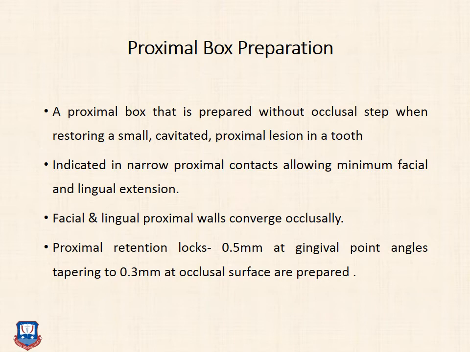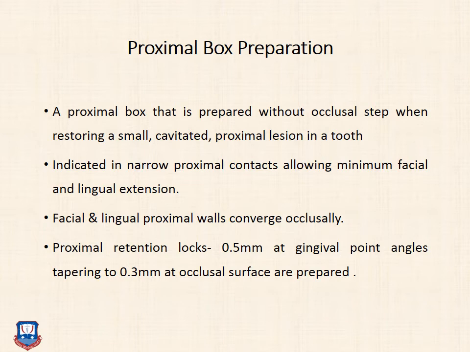So when restoring a small cavitated proximal lesion in a tooth, it is indicated in the narrow proximal contact, allowing minimal facial and lingual extension. In this, there is a minimal amount of facial, that is the buccal, or the lingual extension, and even minimal or no extension on the occlusal surface. The facial and the lingual walls converge occlusally. Proximal retention locks, that is 0.5 mm at the gingival point angles, tapering at 0.3 mm at the occlusal surface, are prepared.